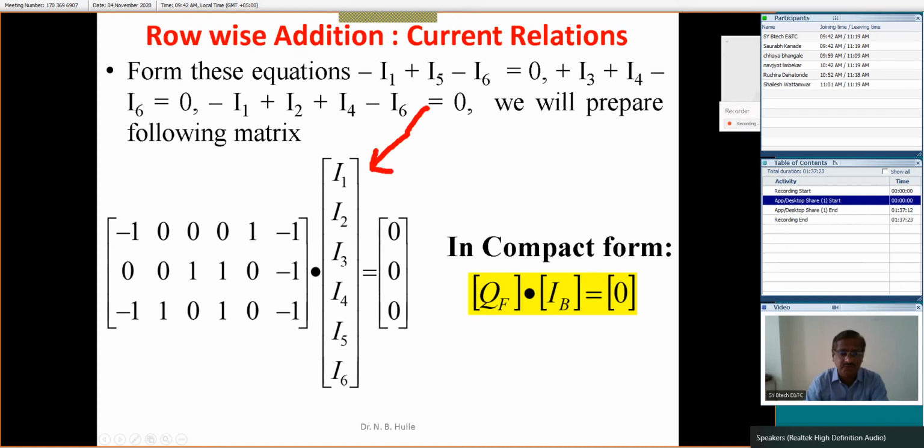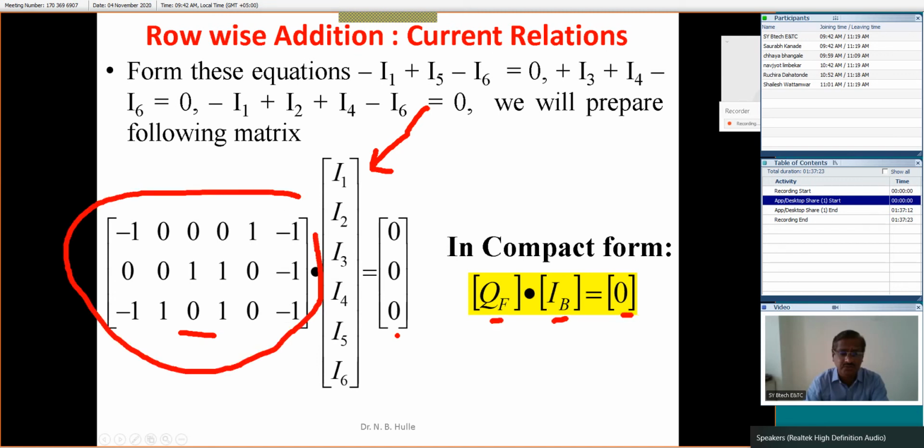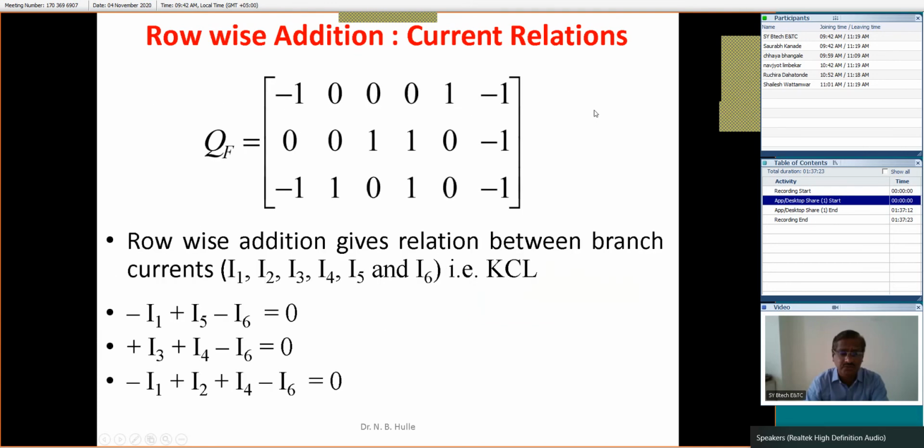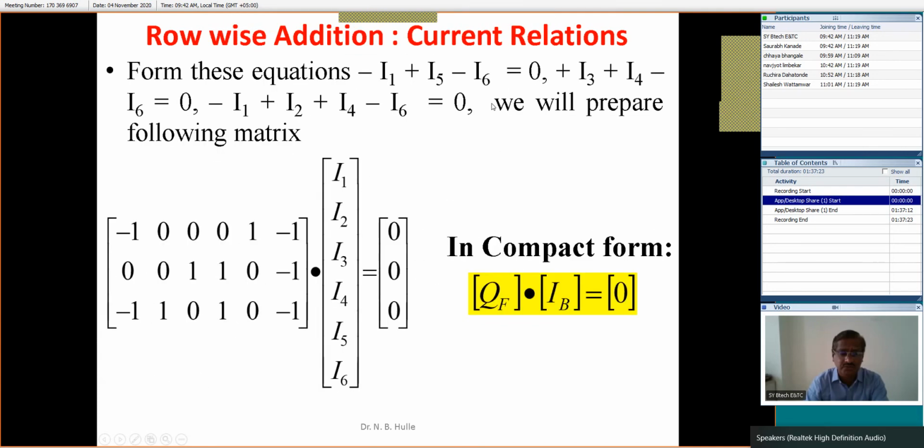And if I am arranging this equation in the compact form, this is QF into IB which is equal to 0, because this matrix is very same as the fundamental cut-set matrix. -1 0 0 1 -1, I will go back. -1 0 0 1 and this -1 is that matrix. This is QF. This is IB, means QF into IB which is equal to 0. This is the row-wise addition.